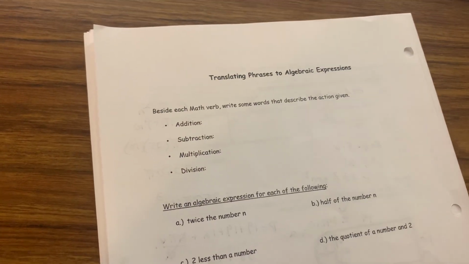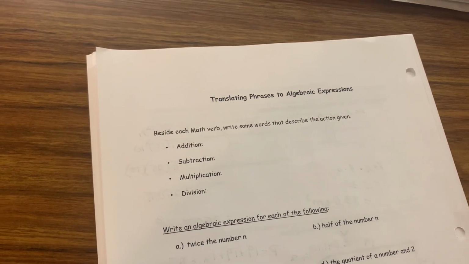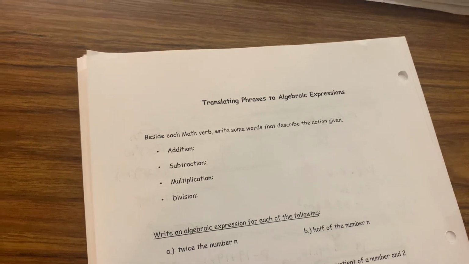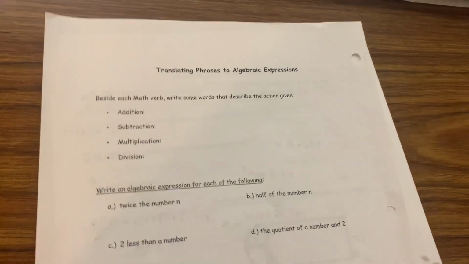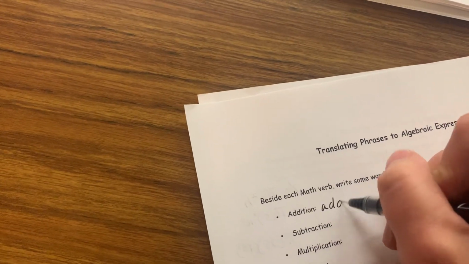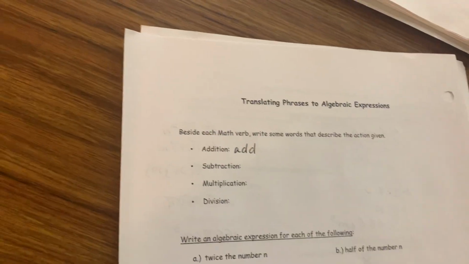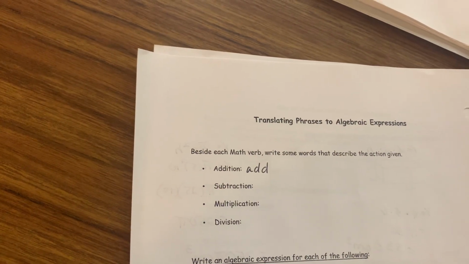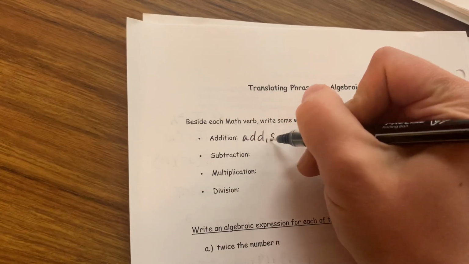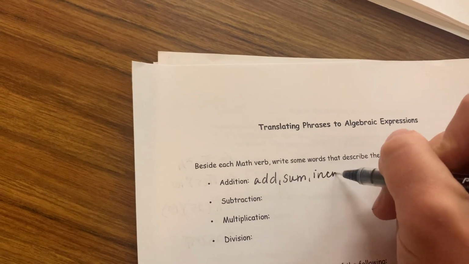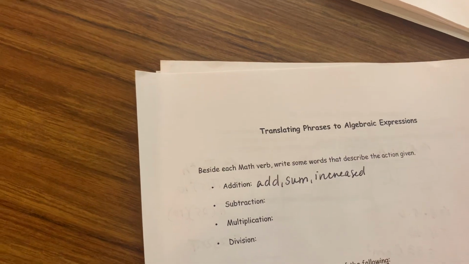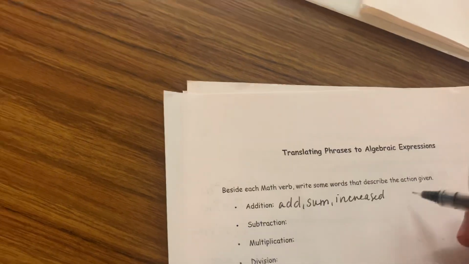So, for instance, when you see addition, subtraction, multiplication, division, we're going to write some words that describe those actions. So if you have the word add, okay, there's other words that mean add as well. Can you think of any? Sum, increased, okay, things like that. Plus.